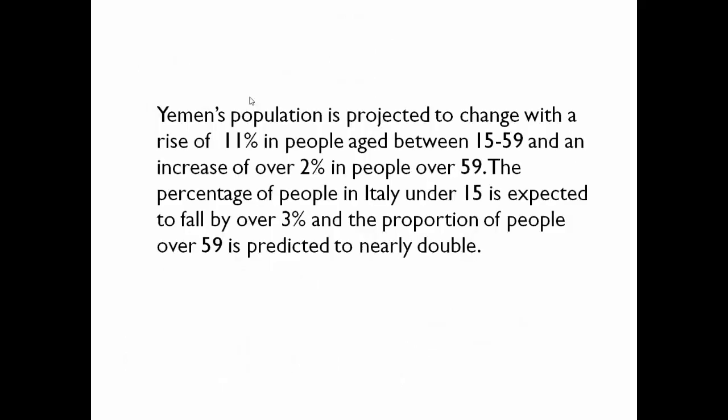Yemen's population is projected to change with a rise of 11% in people aged between 15 and 59, and an increase of over 2% in people over 59. The percentage of people in Italy under 15 is expected to fall by over 3%, and the proportion of people over 59 is predicted to nearly double.